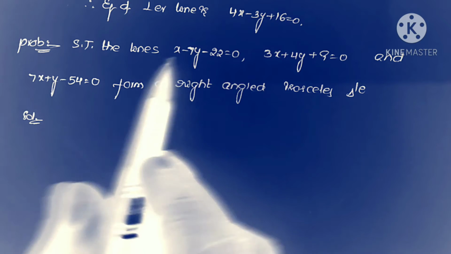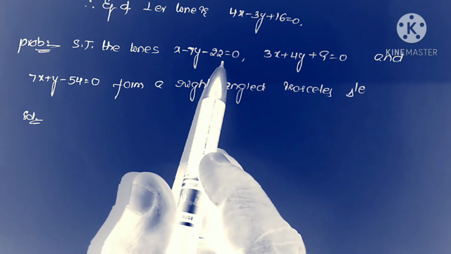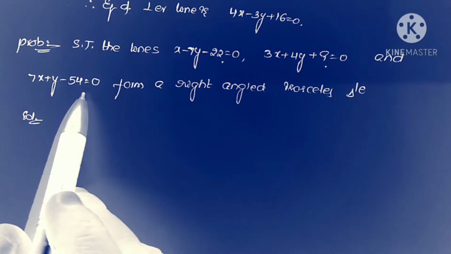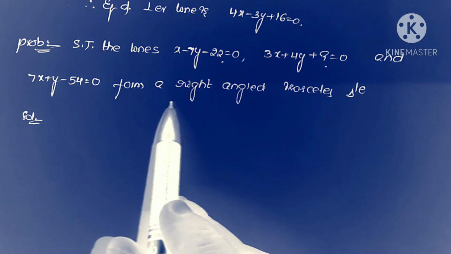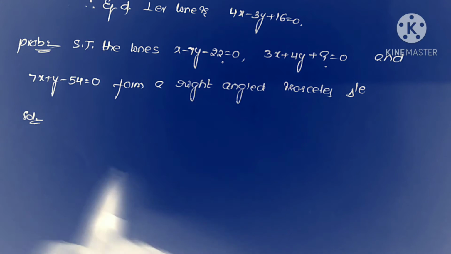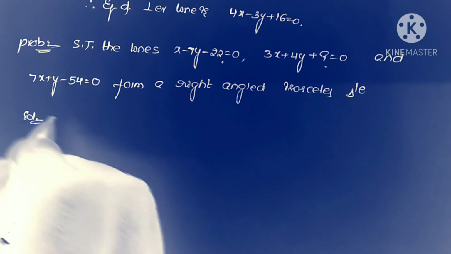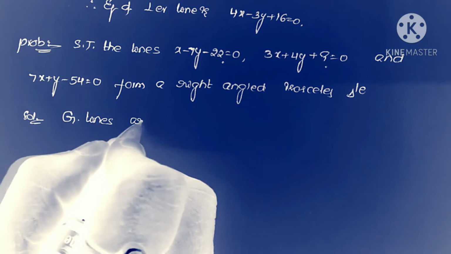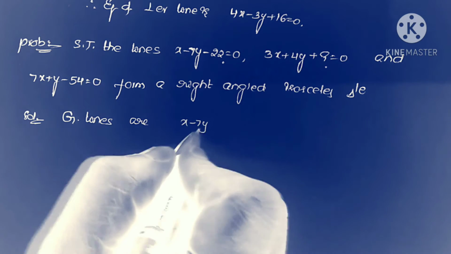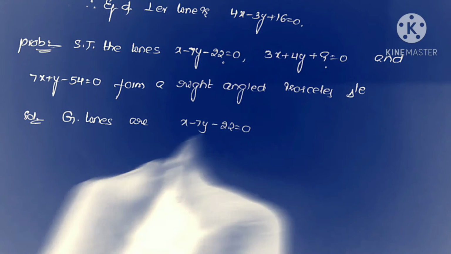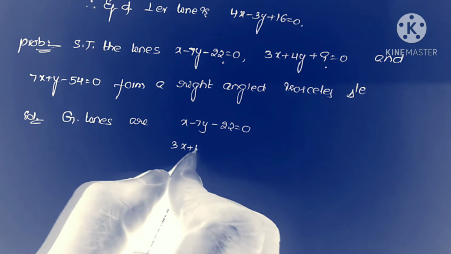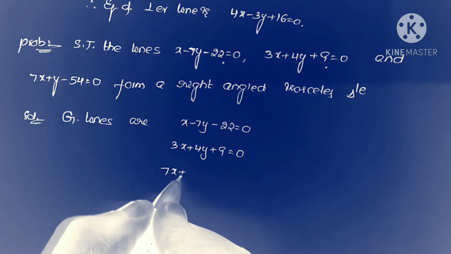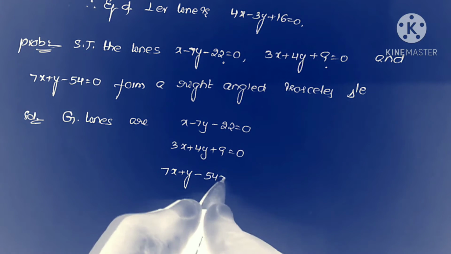Next problem, show that the lines x - 7y - 22 = 0, 3x + 4y + 9 = 0 and 7x + y - 54 = 0 form a right angled isosceles triangle. So here three lines are given. So first I write the given lines. What are the given lines? First line is x - 7y - 22 = 0. And the second line is 3x + 4y + 9 = 0. And the third line is 7x + y - 54 = 0.